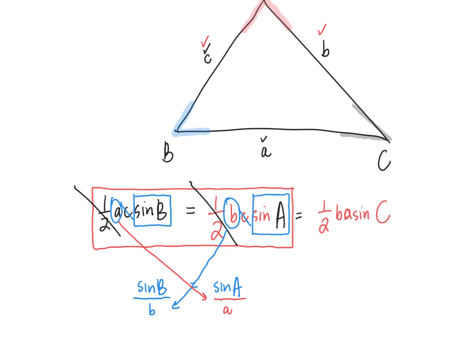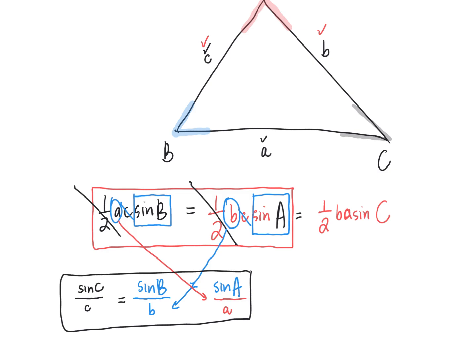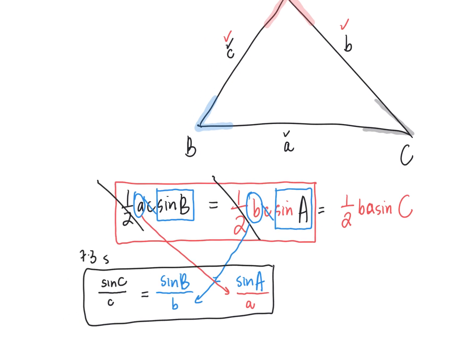So it's suggesting to me that the ratio of the length and sine of the angle are always the same. So let's make a guess. What do you think C will be over? Sine C. So this formula here is actually 7.3, which is your sine rule. And it is derived from this formula.